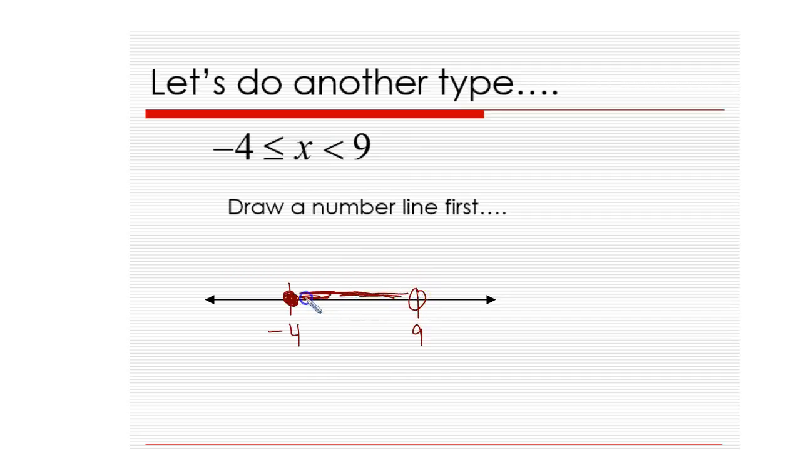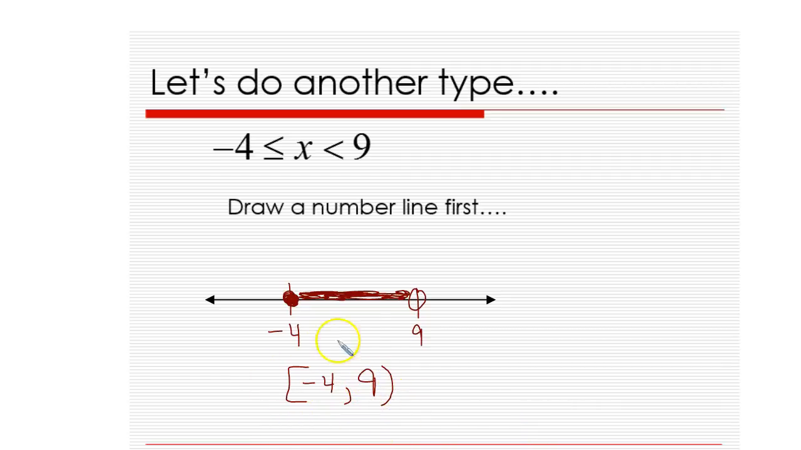So this is an intersection problem. We understand that our solutions are between negative 4 and positive 9. Now, do we include the negative 4? Because it says or equal to, we are including the negative 4, so it gets a bracket. We are not including 9 because it says less than 9. It's everything that's to the left of 9, but greater than or equal to negative 4. So 9 gets a parenthesis.